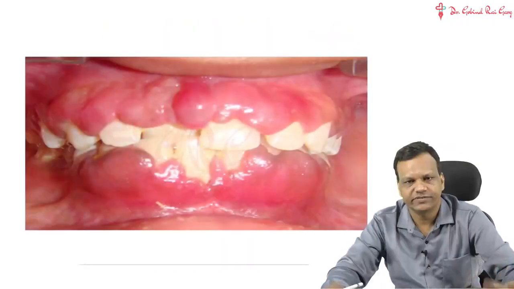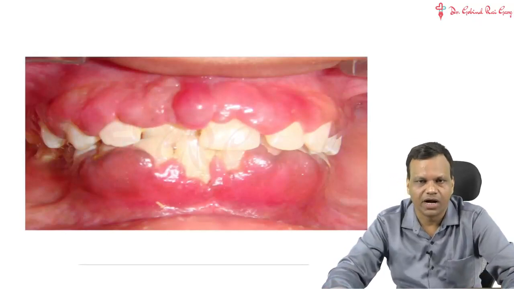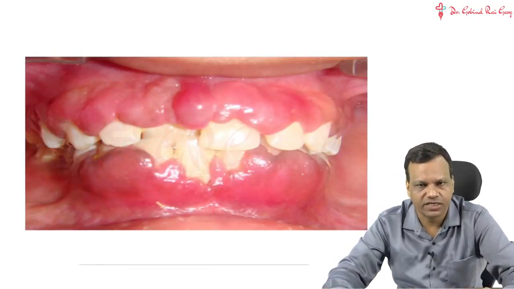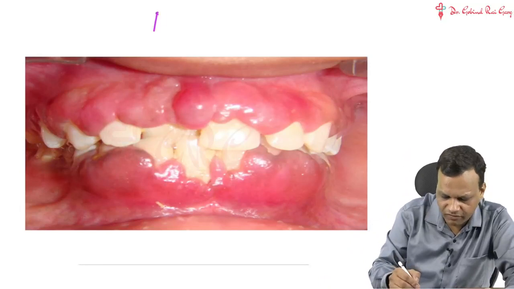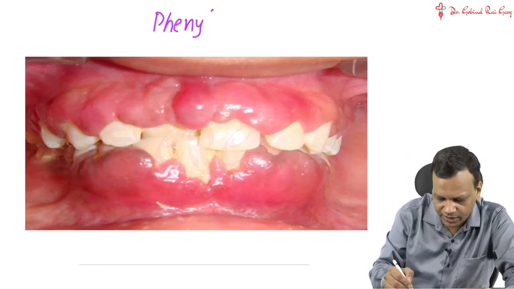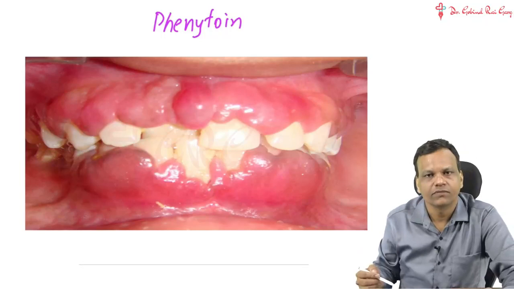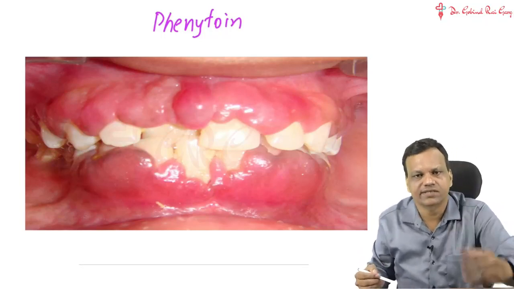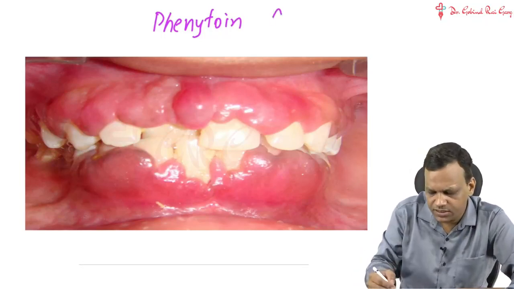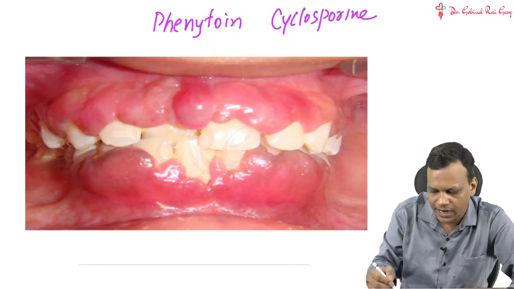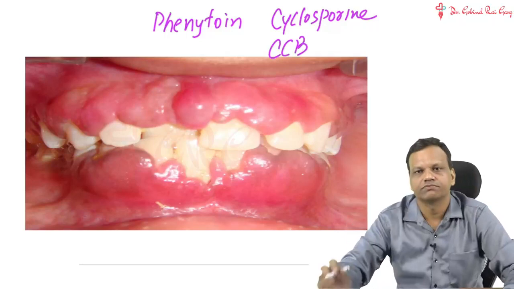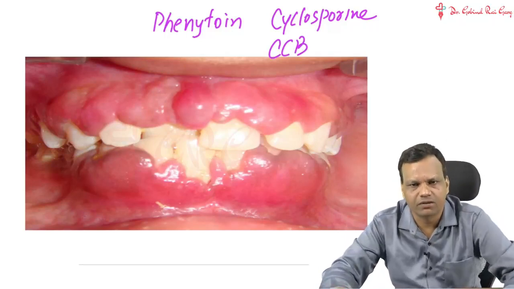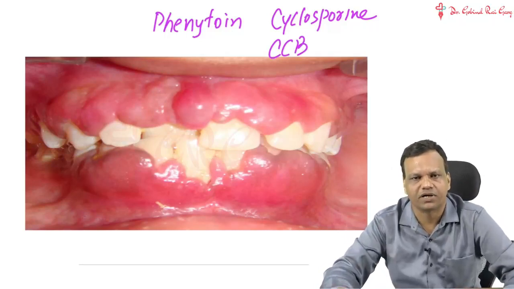Clear? Easy one. Yes, gum hypertrophy is caused by which drug? Most important, caused by phenytoin. Phenytoin can cause gum hypertrophy. Apart from phenytoin, two more drugs can cause gum hypertrophy. These are cyclosporin and calcium channel blockers. Cyclosporin and calcium channel blockers can also cause gum hypertrophy.